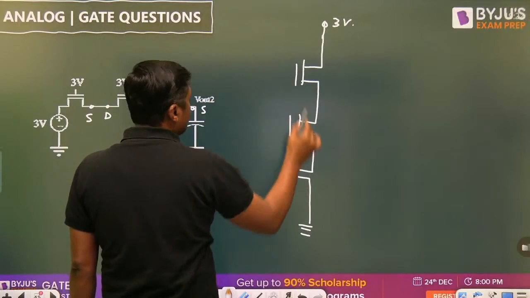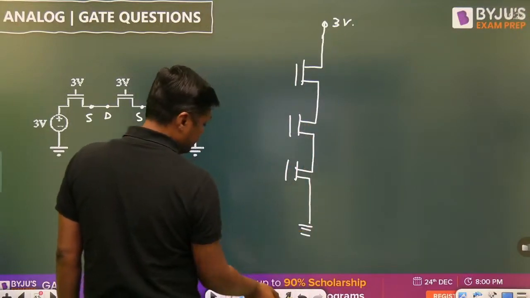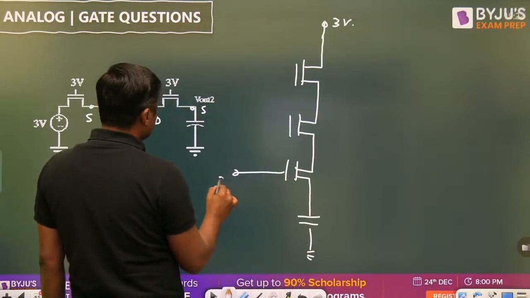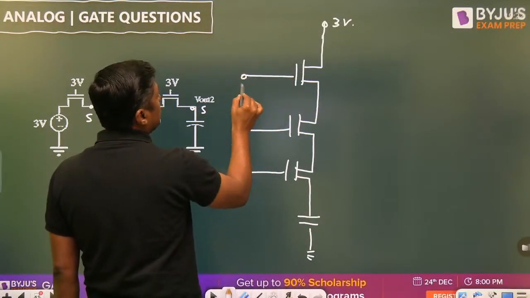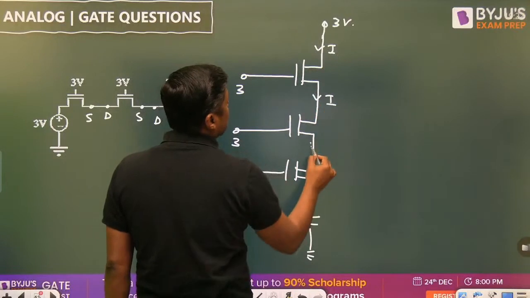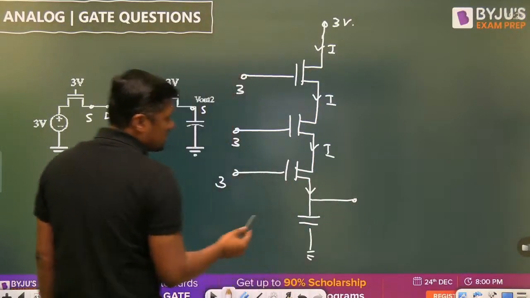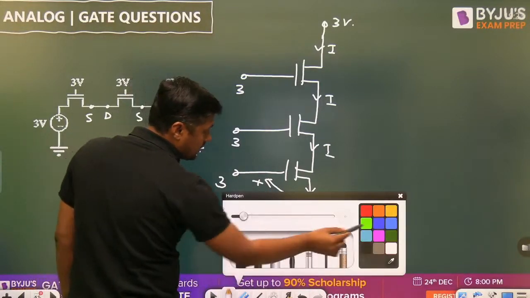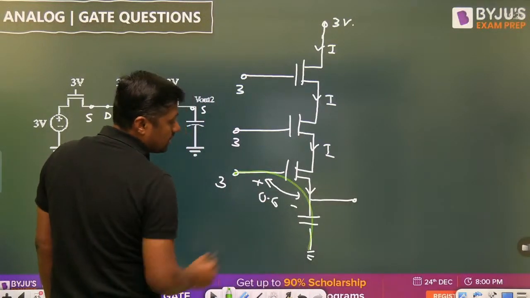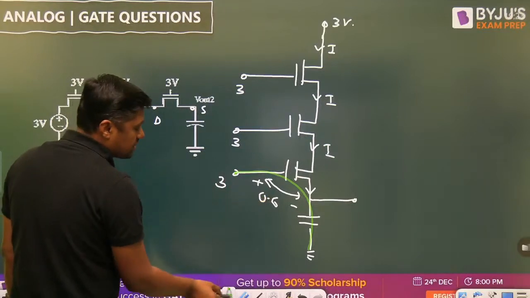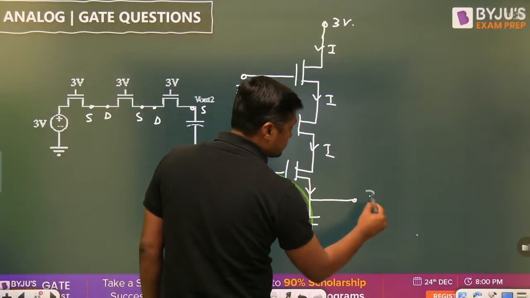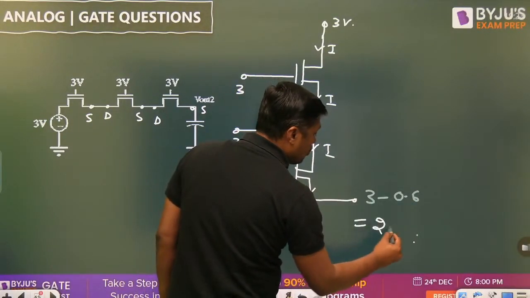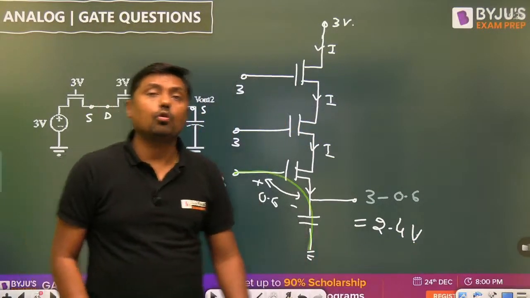Okay. The capacitor is connected at the end. This is 3 volt. It will allow the current, the same current will pass through this, the same current will pass through this. What is the maximum voltage? This is 0.6 volt. To directly apply the KVL here, 3 minus 0.6, what is the highest value? 2.4 volt.